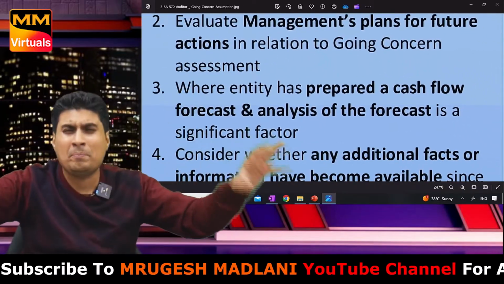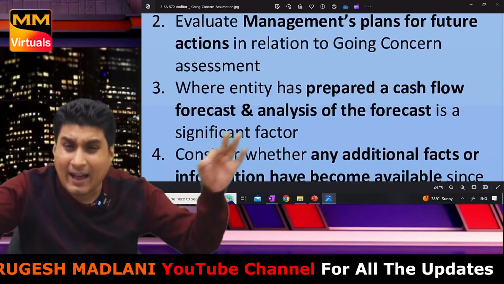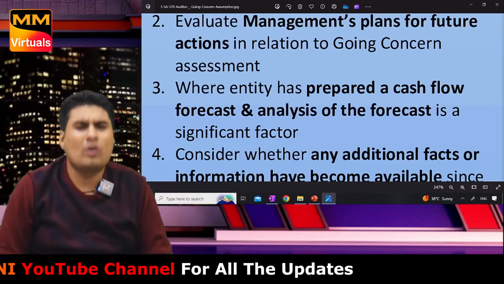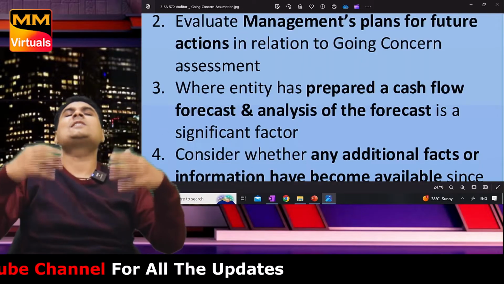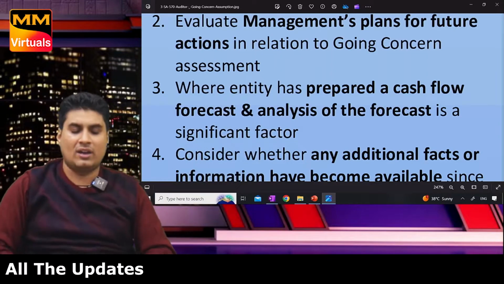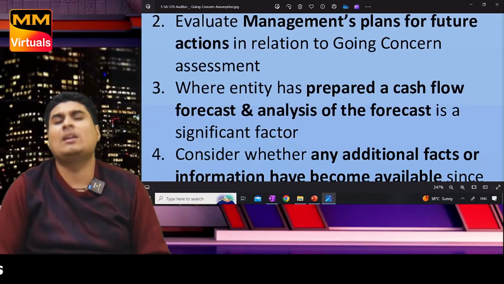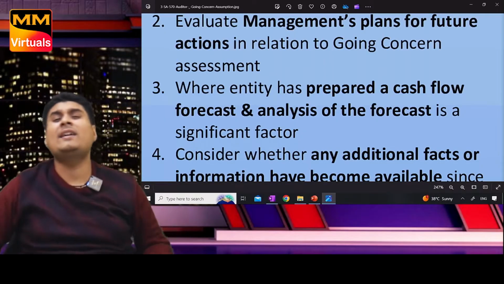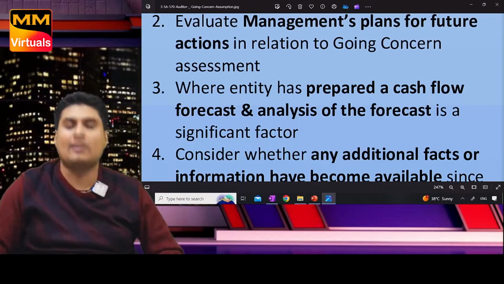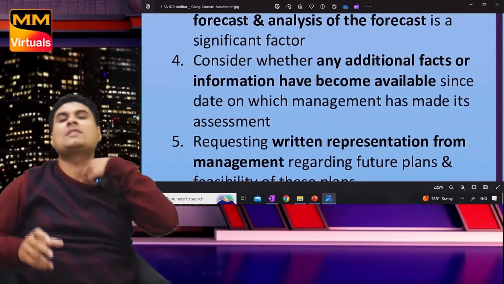Number two, evaluate the management plan for future action in relation to going concern. Check whether the plan is good or not. Third, in the plan, what is there? When the entity has prepared a cash flow forecast, see the assumptions in the forecast. Fourth, consider whether additional facts or situations are available since the time management made the assessment. Consider any additional facts or information available since management made the assessment.